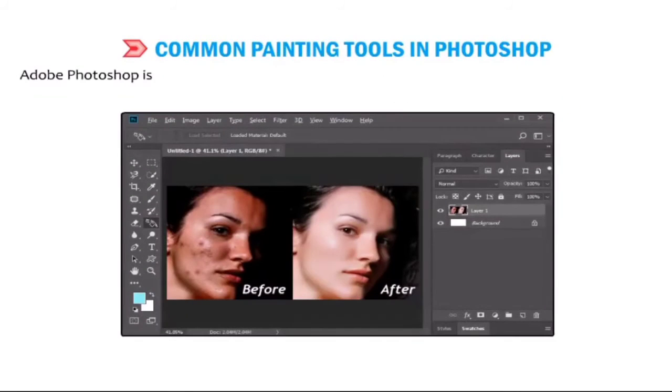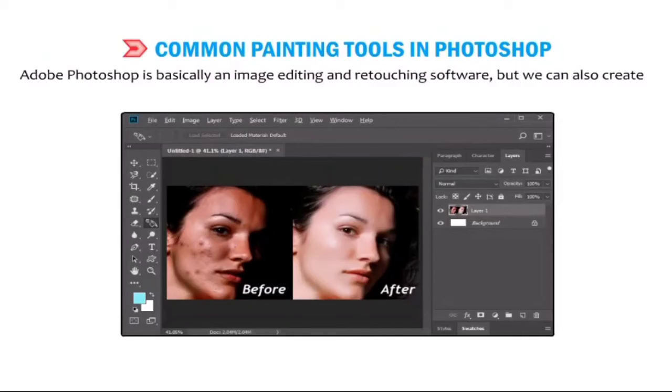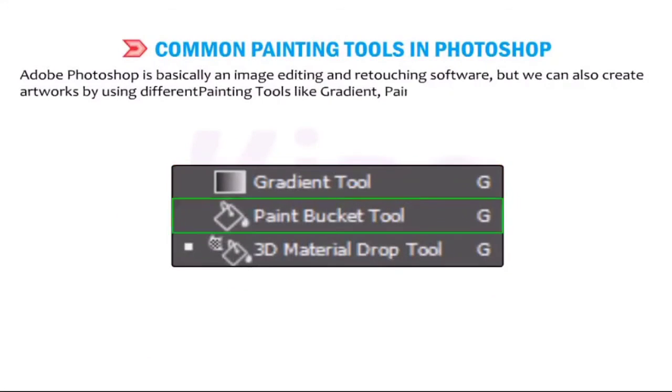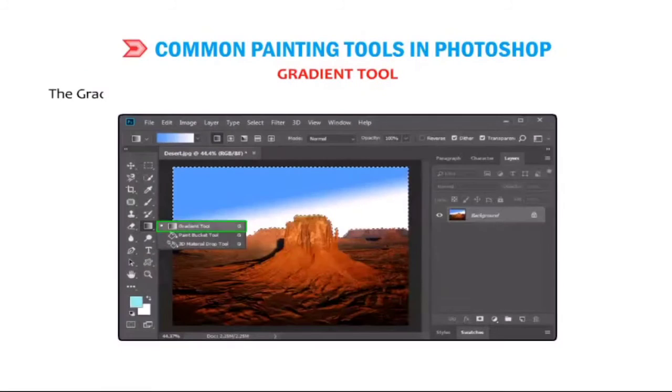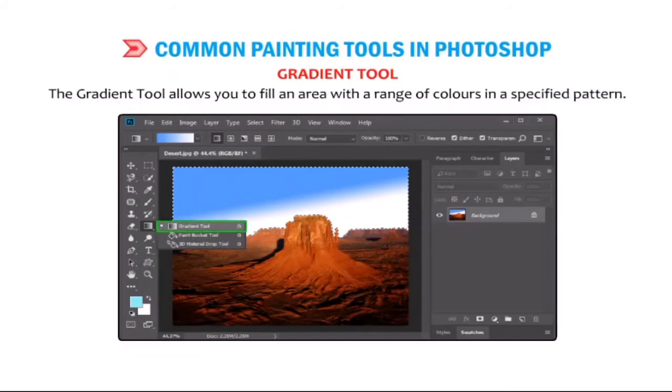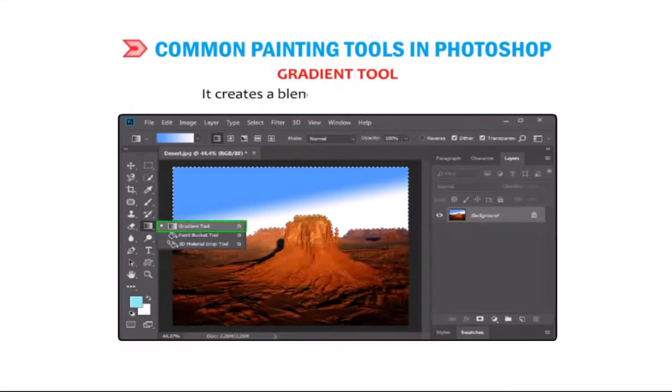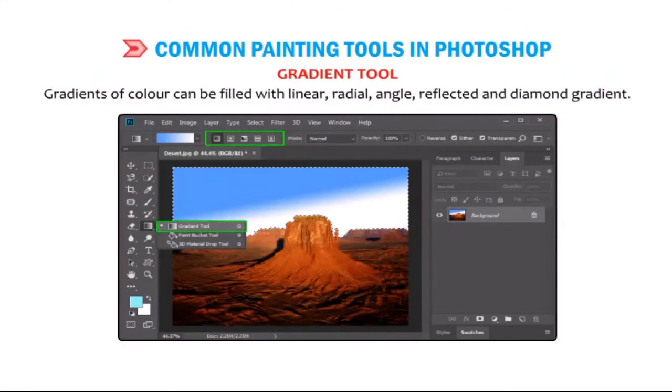Alright, let us discuss some common painting tools in Photoshop. Adobe Photoshop is basically an image editing and retouching software, but we can also create artworks by using different painting tools like gradient, paint bucket, 3D material drop tools, etc. Gradient tool. The Gradient tool allows you to fill an area with a range of colors in a specified pattern. It creates a blend of two or more colors. Gradients of color can be filled with linear, radial, angle, reflected, and diamond gradient.